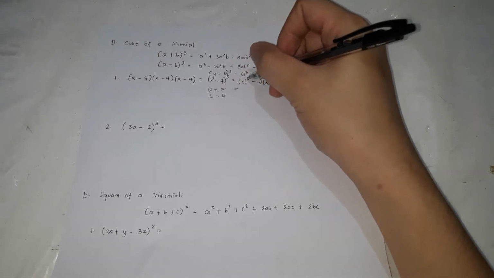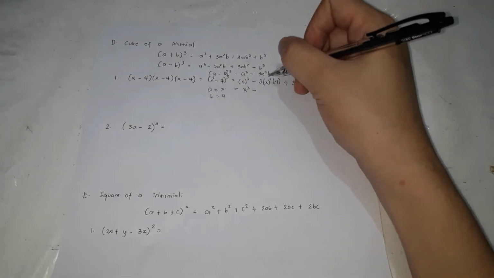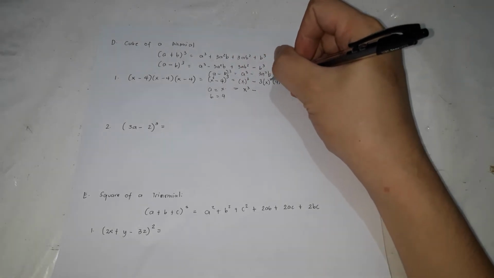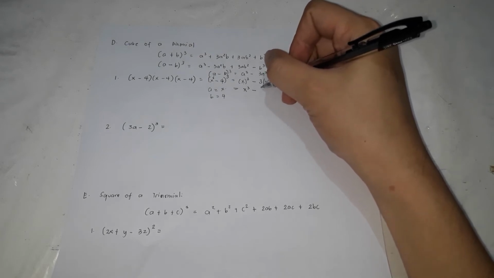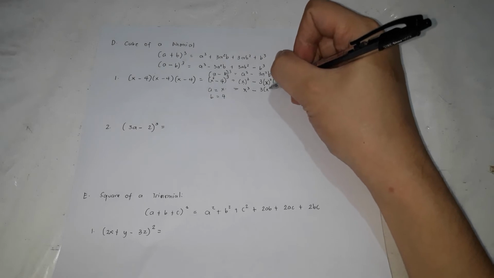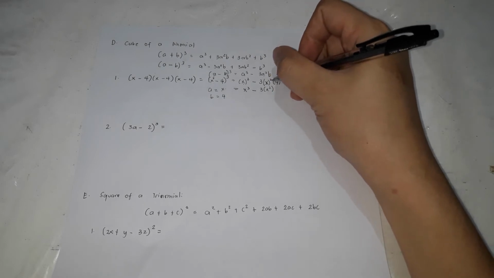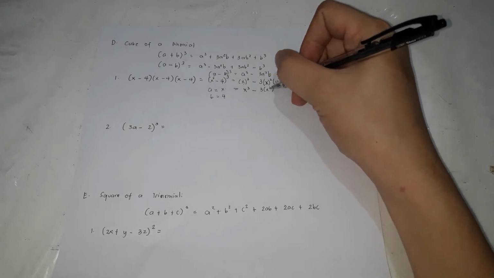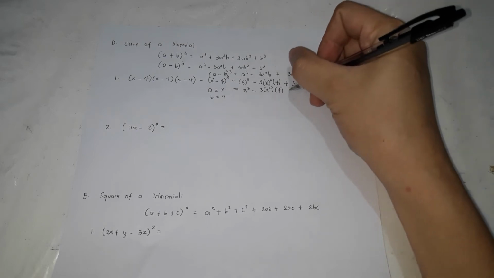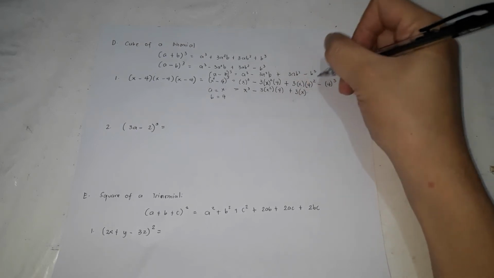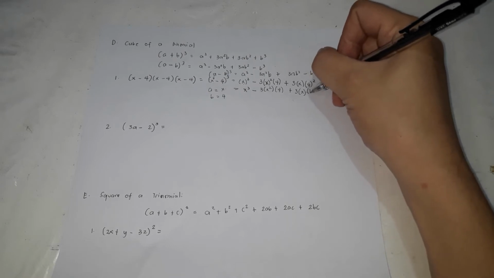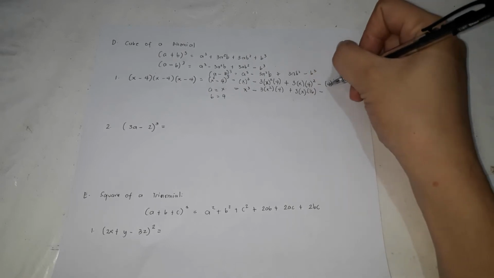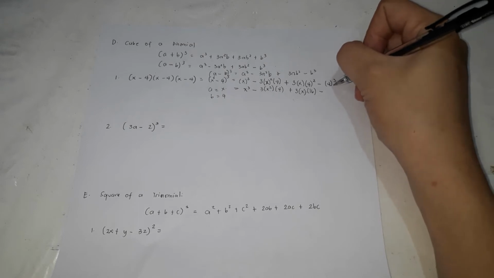So, x cubed minus 3x squared times 4. So, you can simply multiply that: x squared times 4, plus 3 times x times 4 squared. We'll start with the exponent. So, 4 squared is 4 times 4, which is equal to 16, minus 4 cubed, which is 4 times 4 times 4.